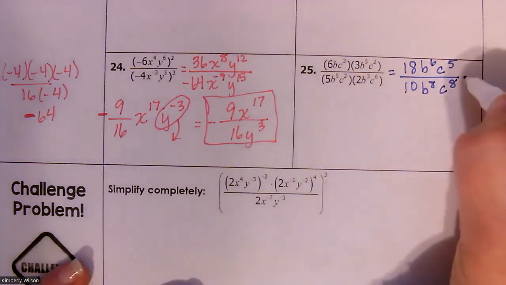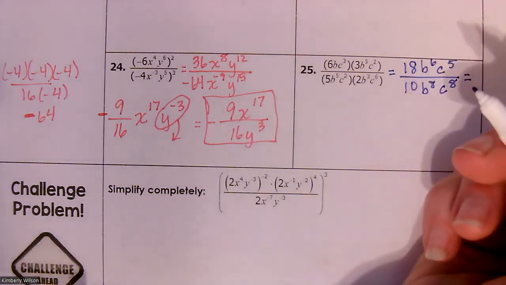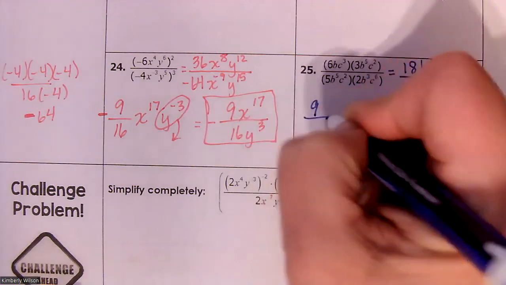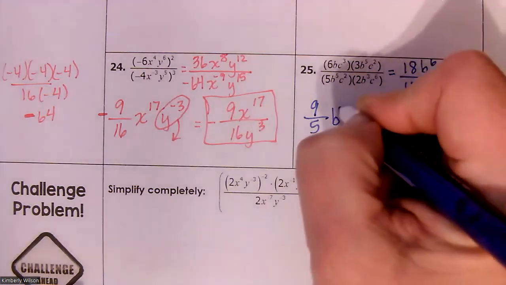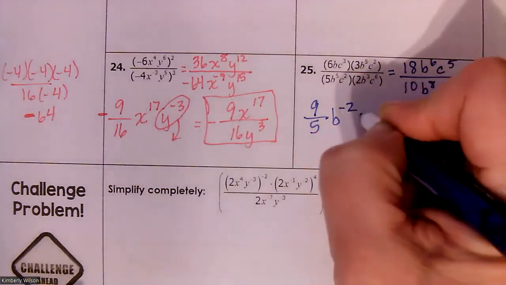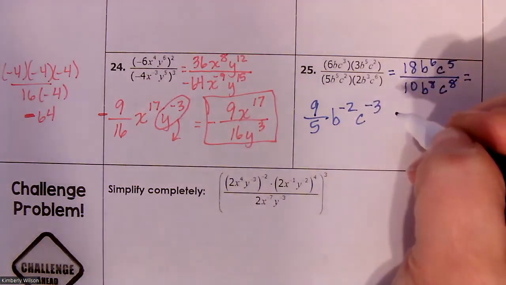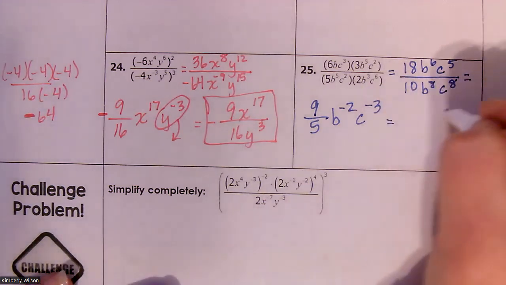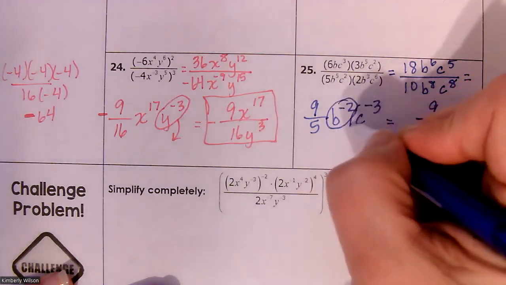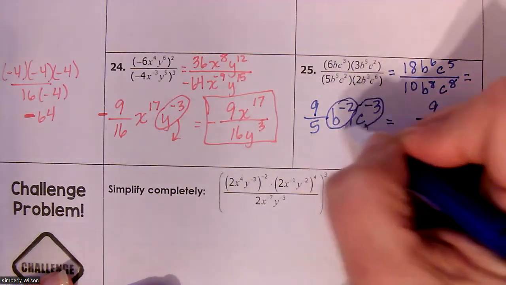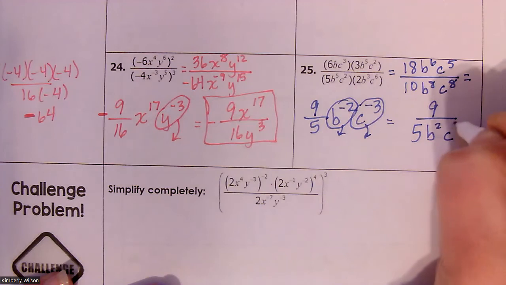So now we simplify. So I can divide by 2. So we end up with 9 fifths, and then we have b to the 6 minus 8, which is -2, c to the 5 minus 8, which is -3. So we end up with 9 over, because all of this is going to move to the bottom with the 5, because they are negative exponents. So we have 5b squared c cubed.